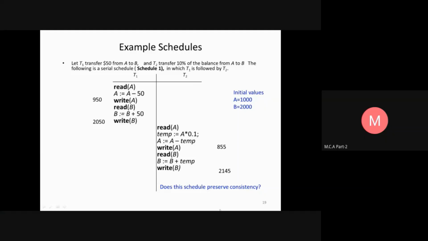So the question that is raised is, does the schedule preserve consistency? If we add the sum of A plus B, we still get 3000. The sum of A plus B before the start of this transfer is 3000, and after the transfer is done it is also 3000. So we've not lost or created any money along the way. So this schedule preserves consistency.